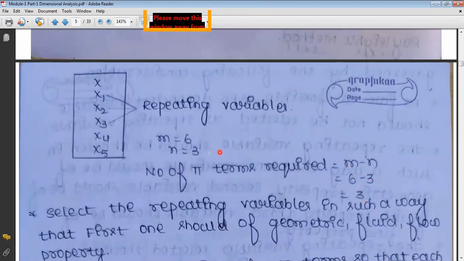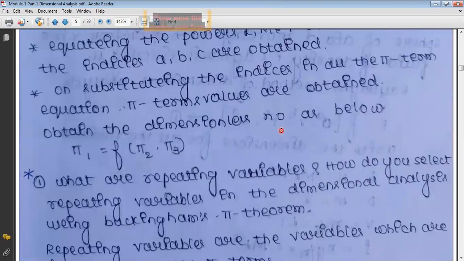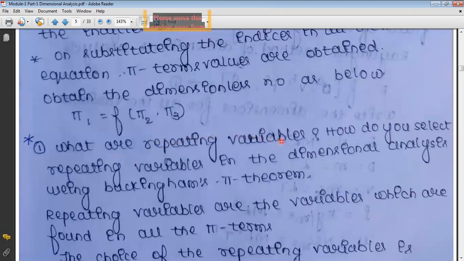Now you can observe here, I have written some repeating variables. Among these 6 variables present in the particular problem, you have to select 3 repeating variables. How to select the repeating variables? Which variable should I take as a repeating variable? There are different conditions. How do you select repeating variables in dimensional analysis using Buckingham's pi theorem?